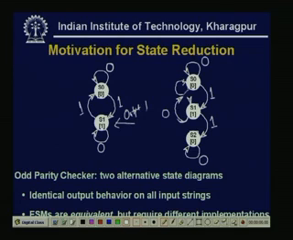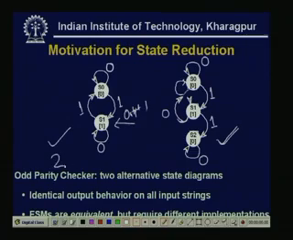Now see that identical output behavior on all input strings. Here there are 2 states, and here the same problem we have specified using 3 states. So the state transition diagram we have made using 2 states and using 3 states, and they are behaving alike.